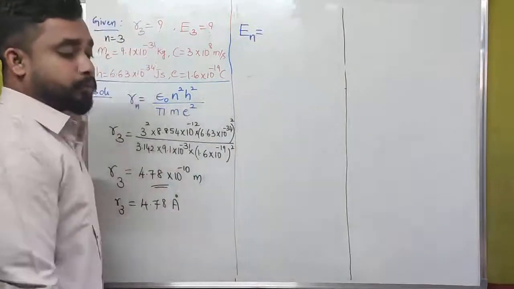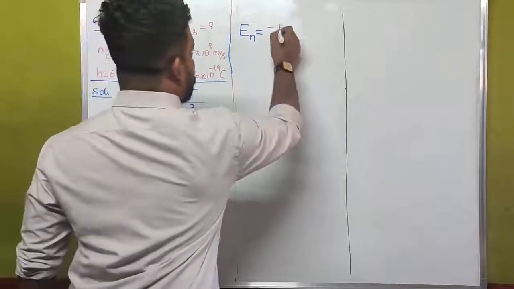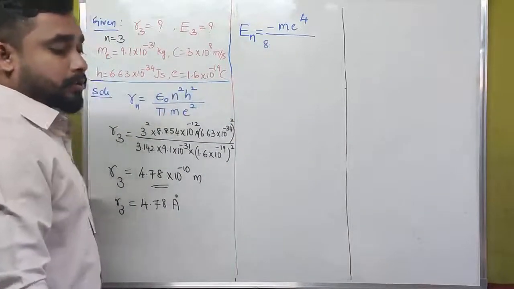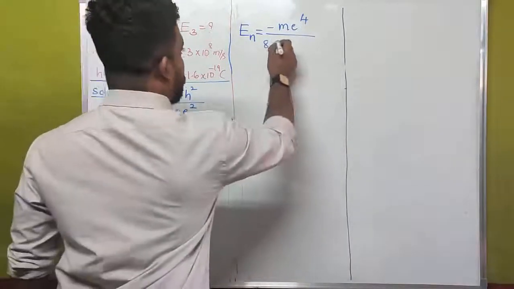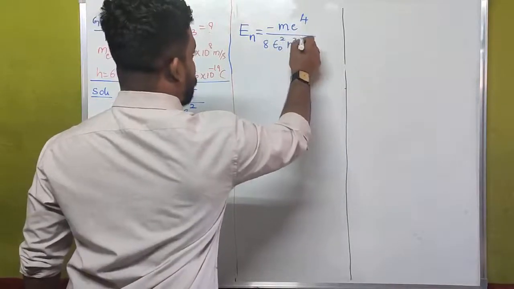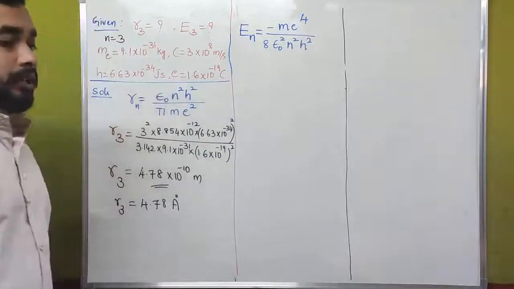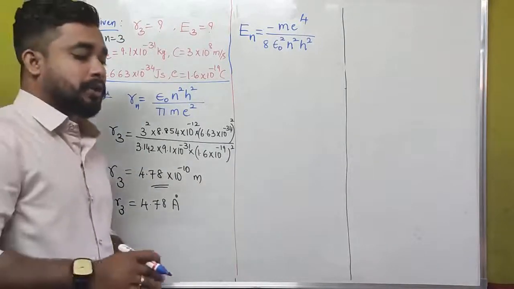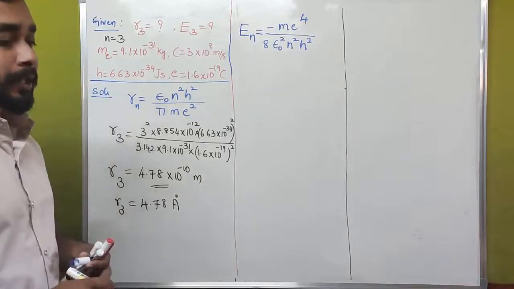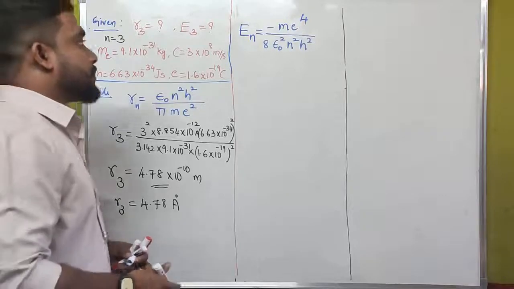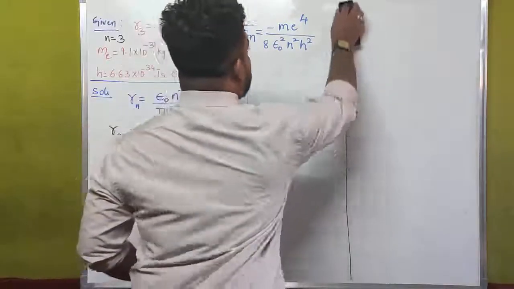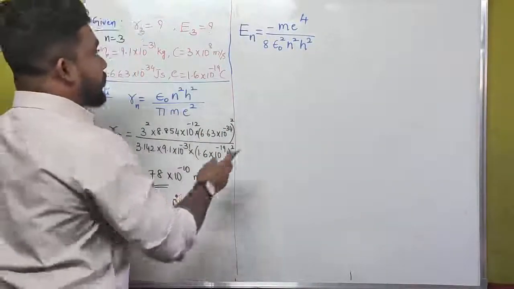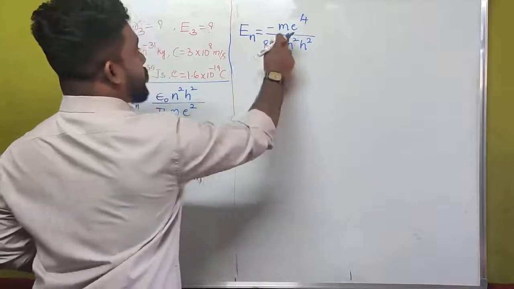En is equal to what? From Bohr's atomic model, that is minus m e to the power of 4 divided by 8 epsilon naught square n square into h square. Actually, this is the formula for the energy of the nth orbit of a hydrogen atom. Now if we substitute the values of these constants, n is equal to 3 in this case.